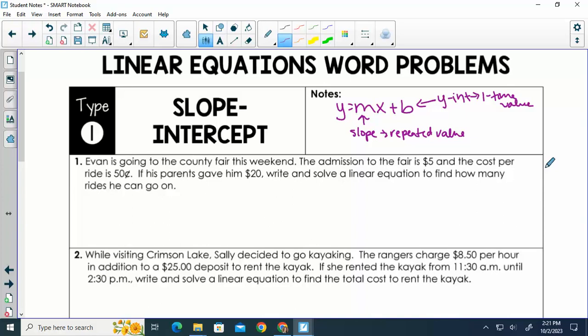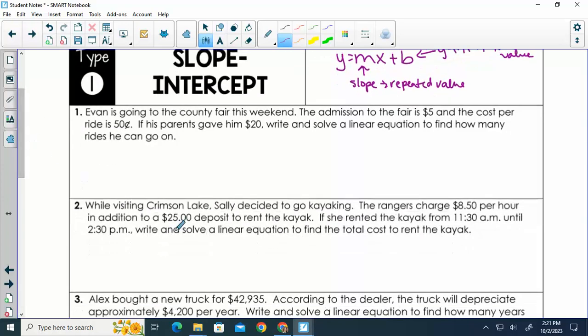Okay, so let's look at a problem and try to make sense of what I mean by that. If I said Evan is going to the county fair this weekend, the admission to the fair is $5 and the cost per ride is 50 cents. If his parents give him $20, write and solve a linear equation to find how many rides he can go on. So there's really two things going on with this.